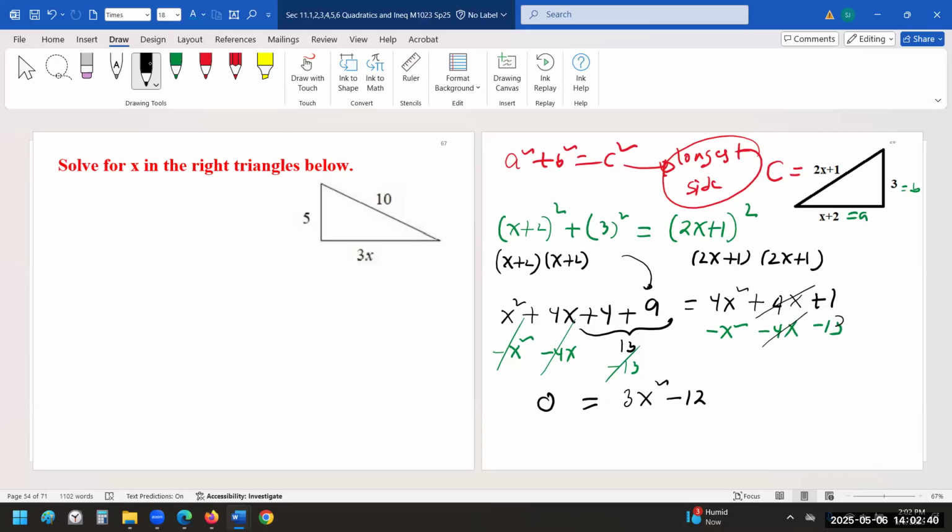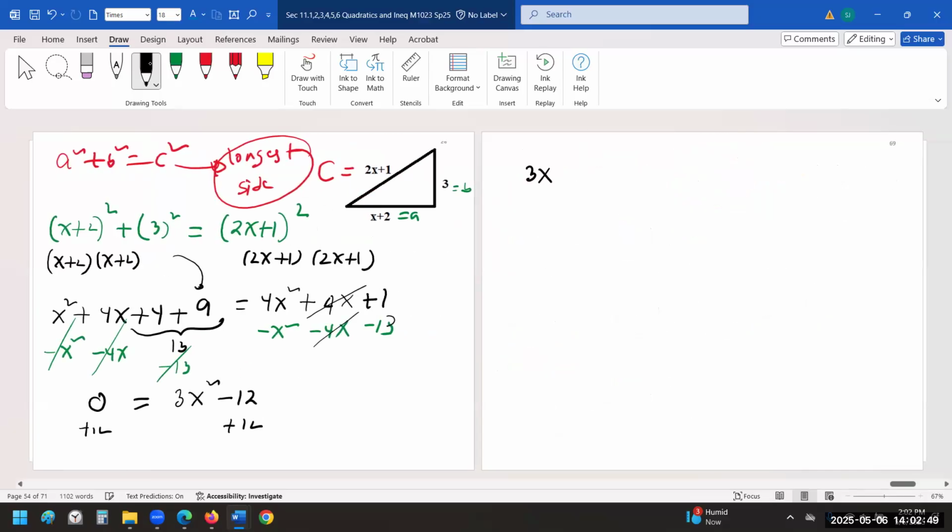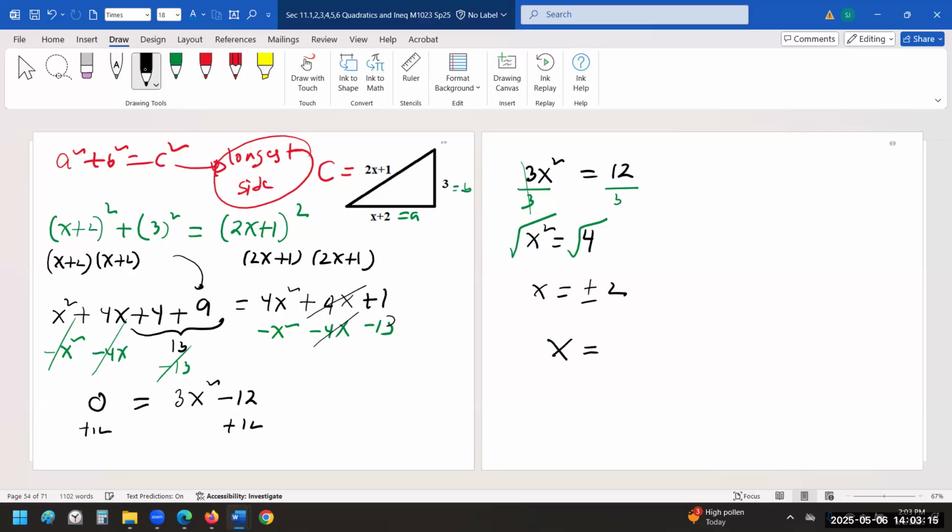What do you do? Plus 12. So we have 3x squared is 12. Divide by 3. And then square root, x equals plus or minus 2. But we are solving triangles. A triangle cannot be negative. So we only take the positive x. X cannot be negative.